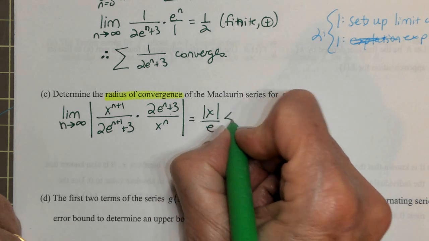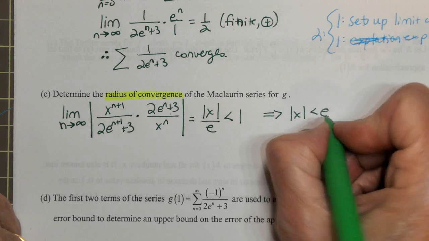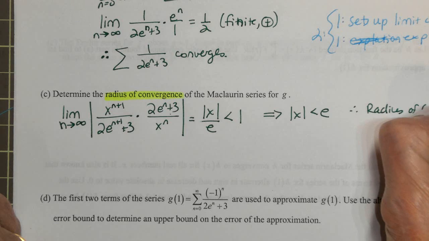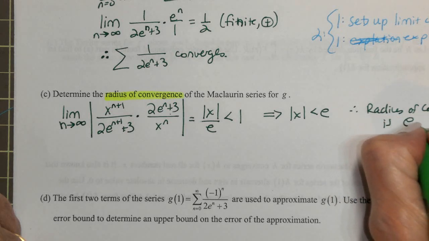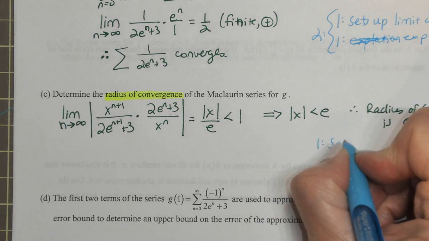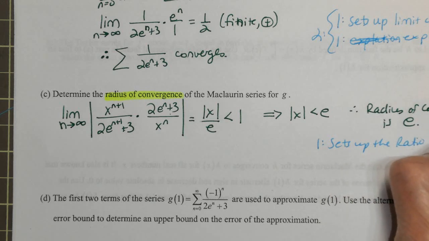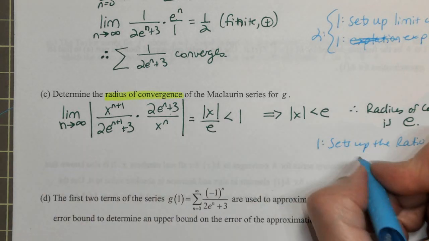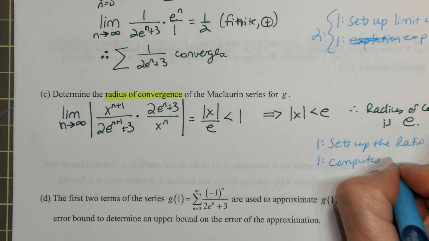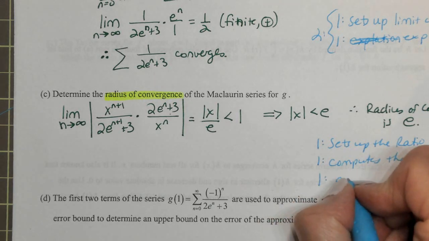Okay? Make that less than 1. Absolute value of x is less than e. Therefore, the radius of convergence is e. 3 points. 1 point for sets up the ratio test, the setup. 1 point for computes the limit correctly. 1 point for your answer.